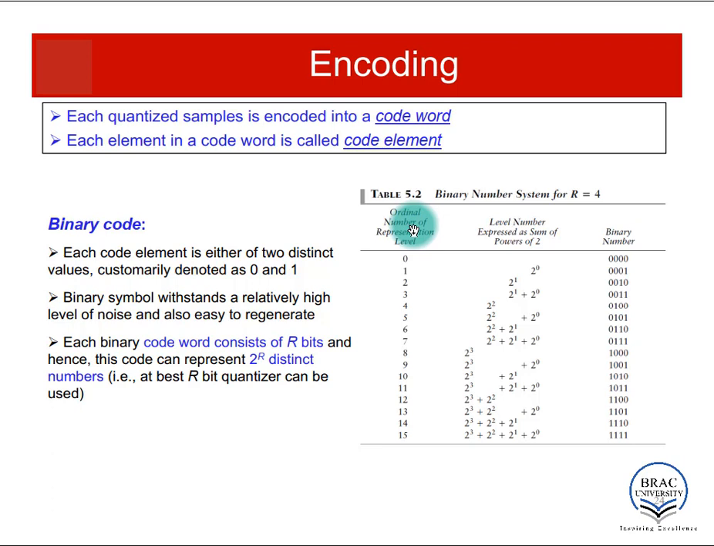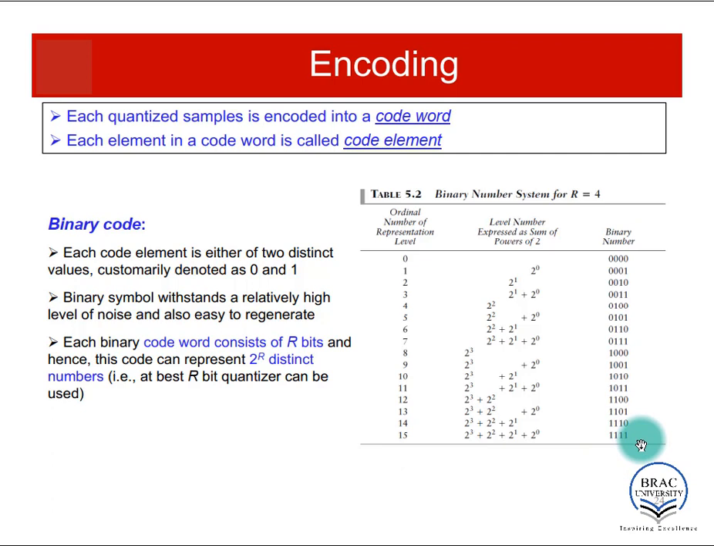Now finally, encoding. So how do we encode our signal? Let's say we are using 4-bit encoding. 4-bit encoding means 16 quantization levels, 2 to the power 4 equals 16. So we number them 0 to 15, and we have a 4-bit binary number for each of these levels. Let's say level 0 is encoded as 0000, 1 is encoded as 0001, and in this fashion, 15 is encoded as 1111.